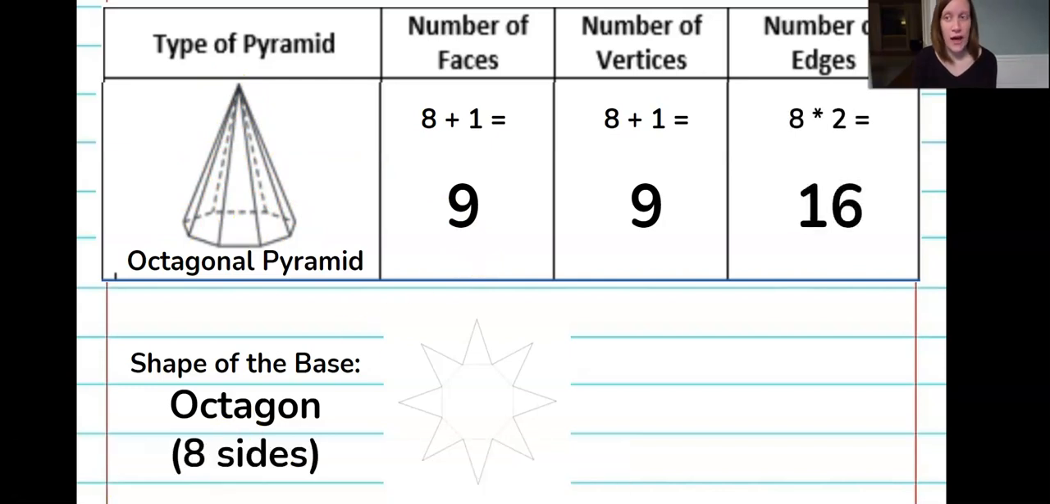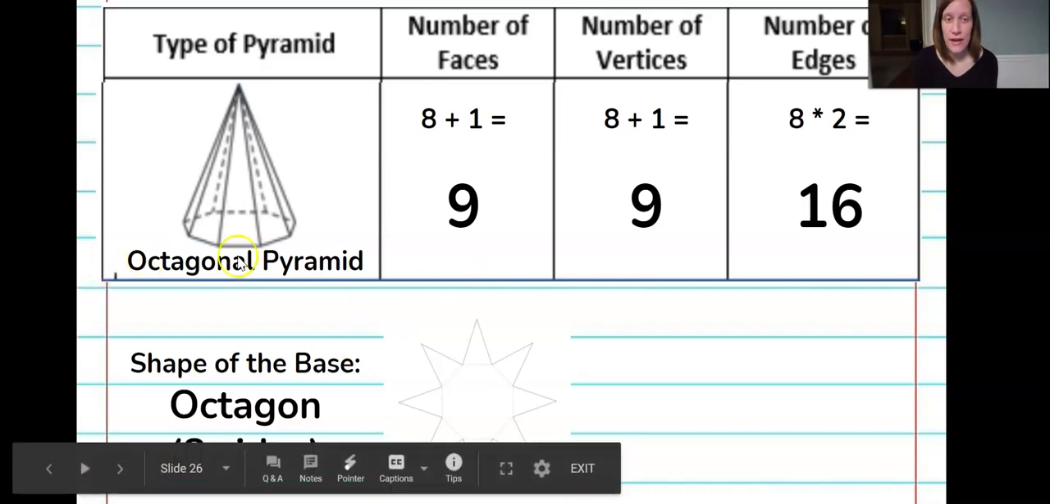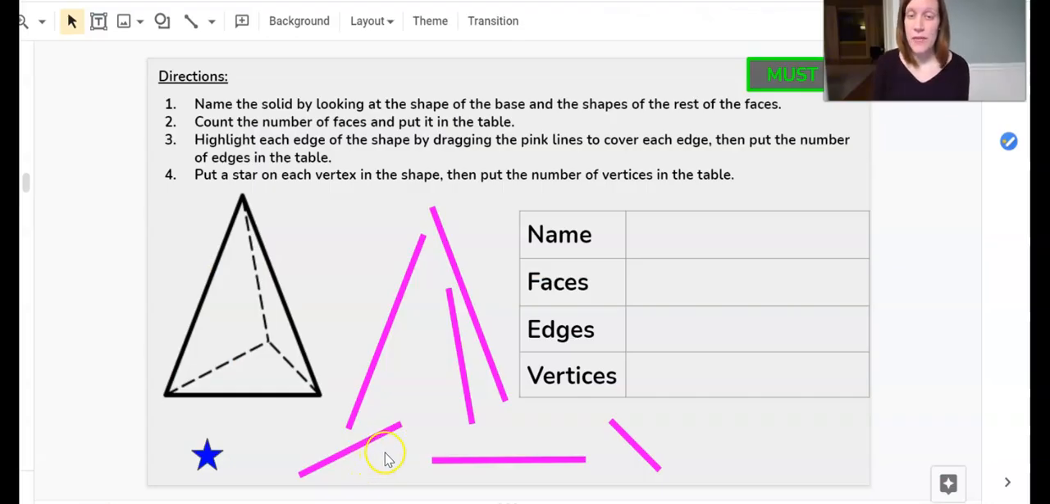Make sure your entire chart is filled out. The name of each pyramid, the equations to figure out the number of faces, vertices, and edges for each type of pyramid. Then for your assignment today, you're going to do the same thing you did yesterday, but with pyramids. So you're going to name the solid by looking at the shape of the base and the shapes of the rest of the faces. So this is a pyramid because it has triangles around the side and it has a common vertex at the top.